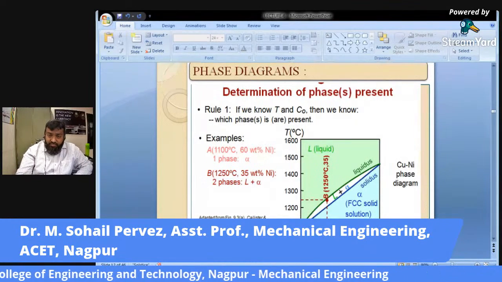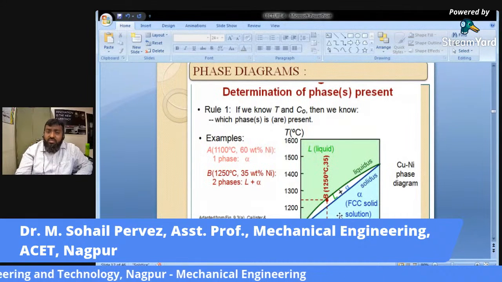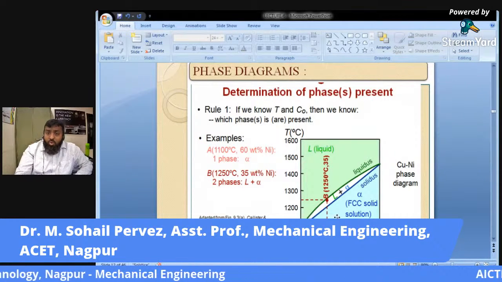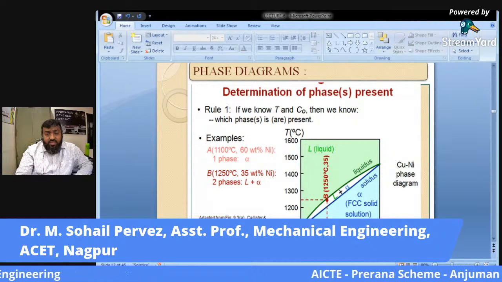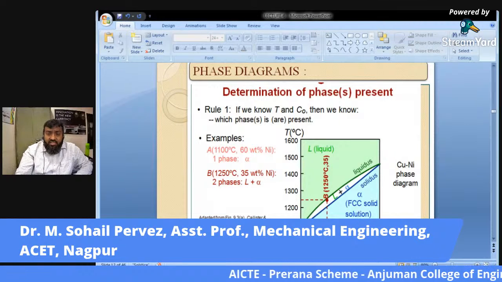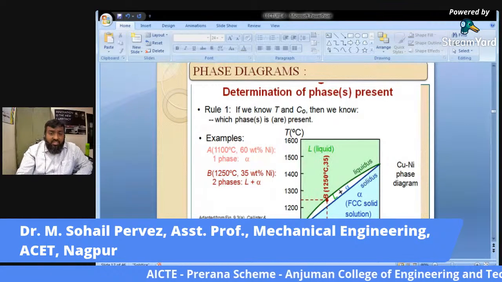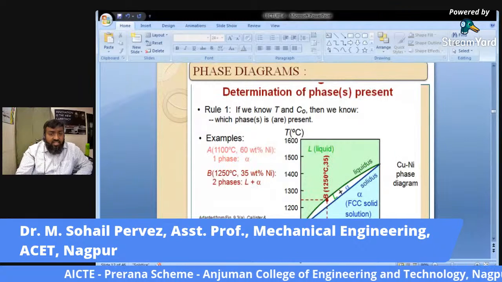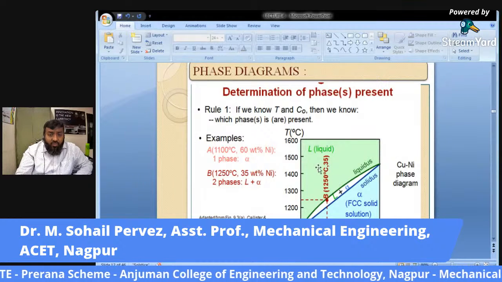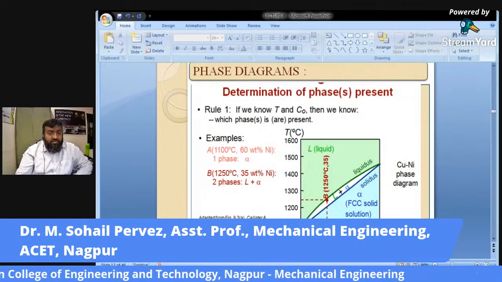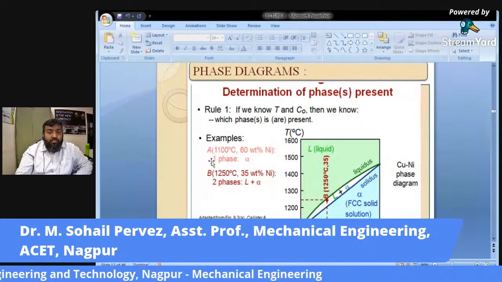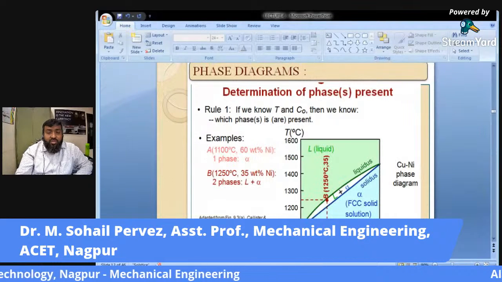Now see, since the system is binary, both the metals are soluble in liquid as well as solidus phase. So in this case, all the 3 phases are present. Which 3 phases are there? Liquid plus solid, and solidus phase. So phase 1 is solid.